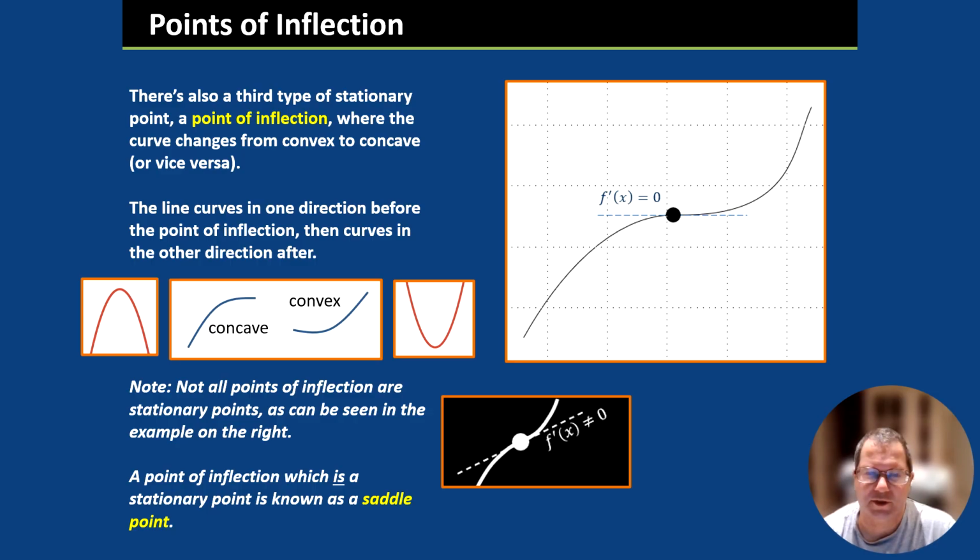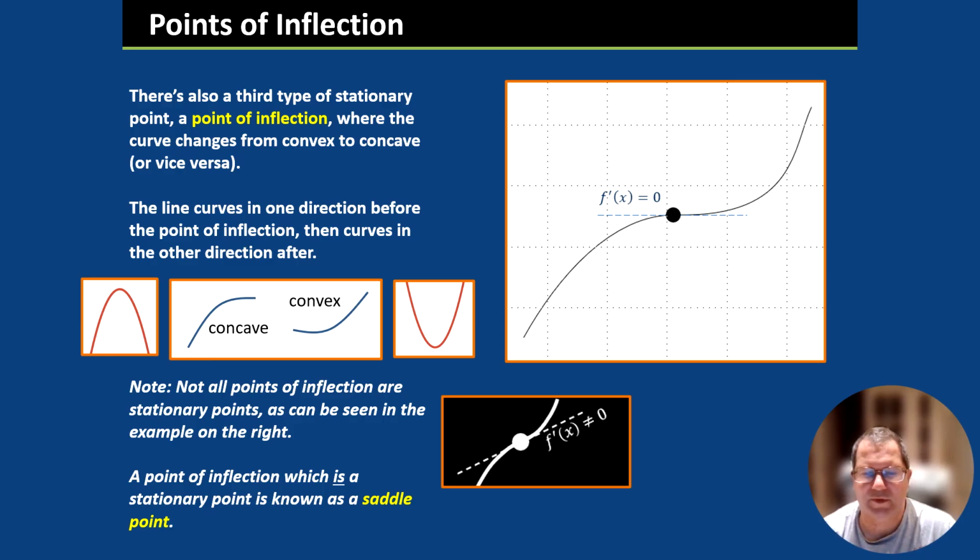As well as turning points, there's also a third type of stationary point called a point of inflection, where the curve changes from convex to concave or vice versa. The line curves in one direction before the point of inflection, then curves in the other direction after. If you look at the diagram on the left, we can see concave, which is a bit like a negative quadratic, looks a bit like a cave, and then convex is like a positive quadratic. So in the diagram on the right, which is our cubic graph, it's concave as we move from left towards our point of inflection, where f'(x) equals 0, and then it's convex afterwards.